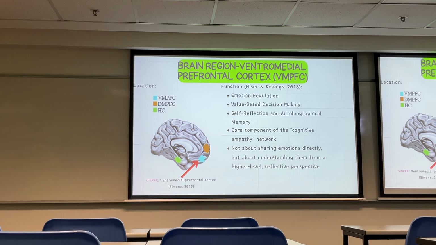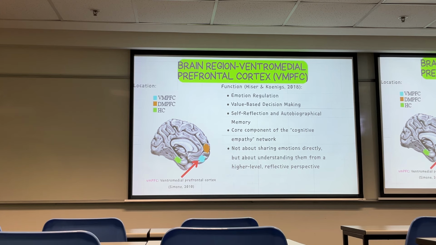The ventral medial prefrontal cortex is a region located in the prefrontal cortex on the ventral and medial surface of the frontal lobe. It is situated just above the eye, behind the forehead. It encompasses several Brodmann areas, including BA10, BA11, BA14, and BA25. Here are the functions of the VMPFC.